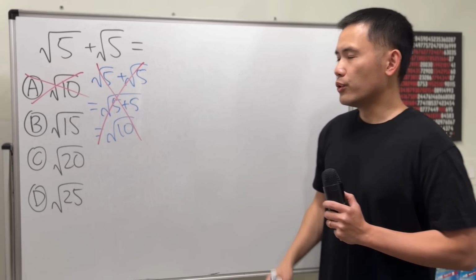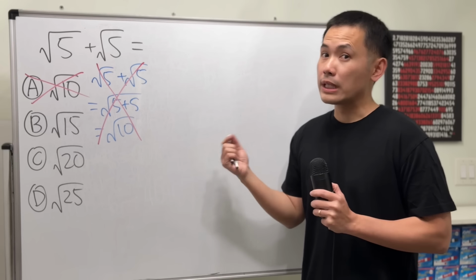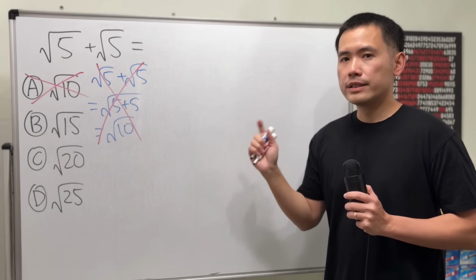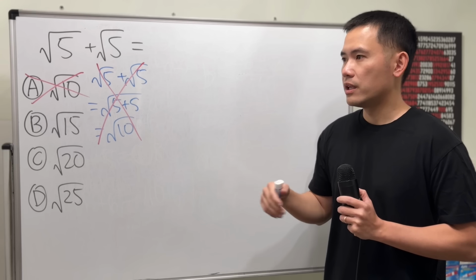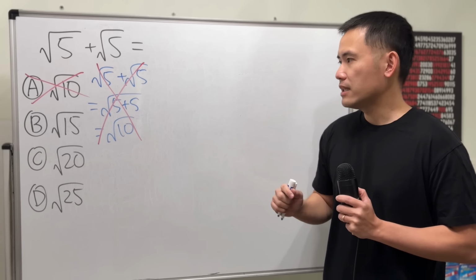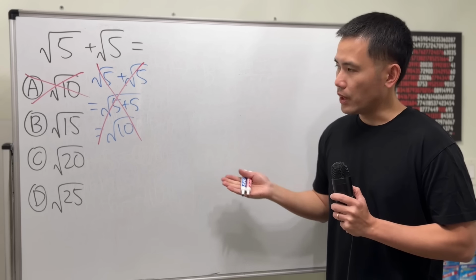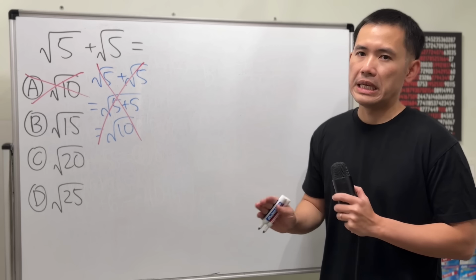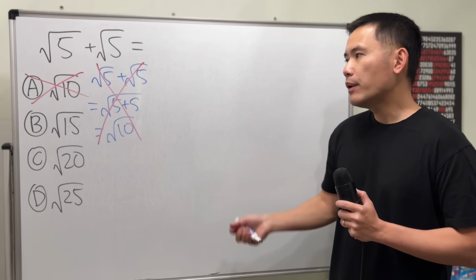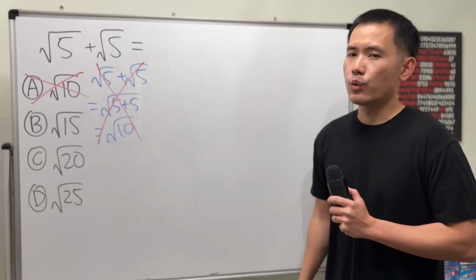One thing that you can do to verify this is not correct is use a calculator. If you see square root of 5 plus square root of 5 on the calculator, you get this decimal number. But if you enter square root of 10, well, it's a different decimal number, so they are not equal. So how exactly do we really combine the square roots?